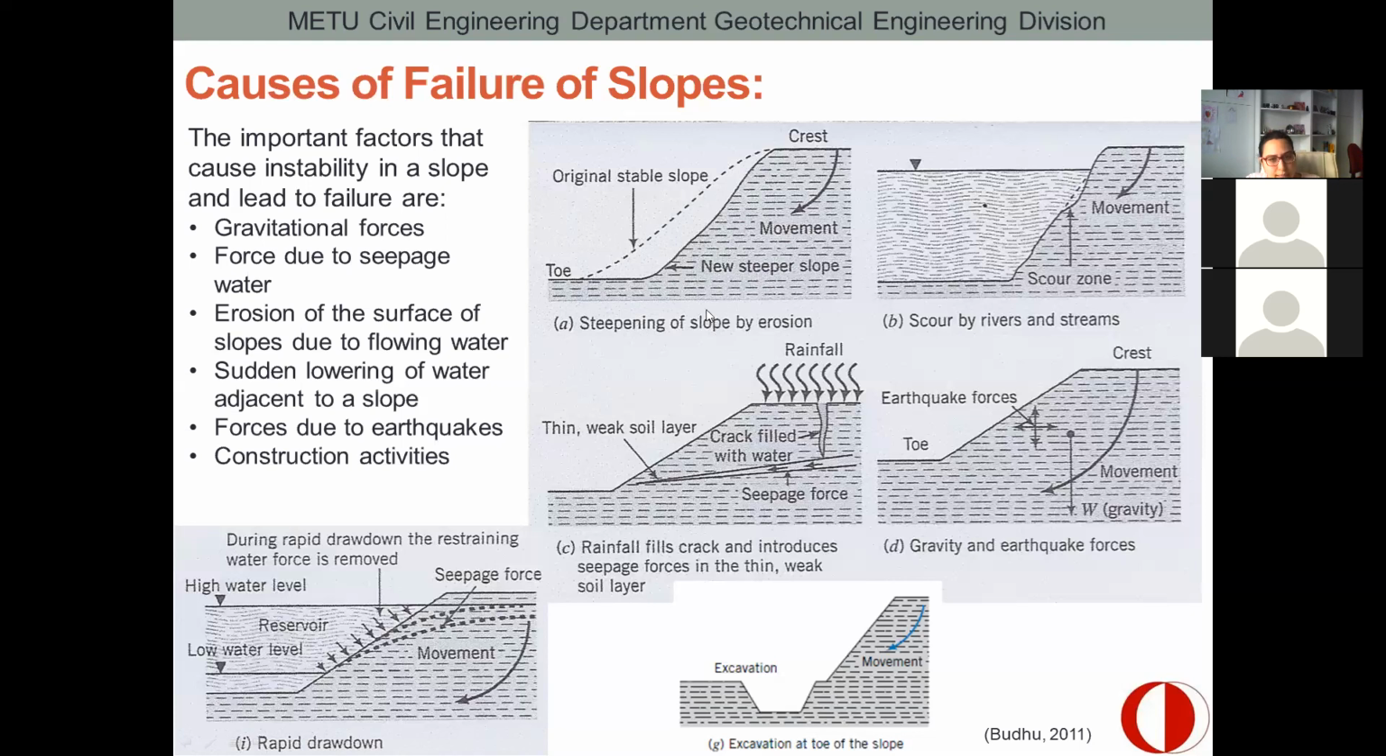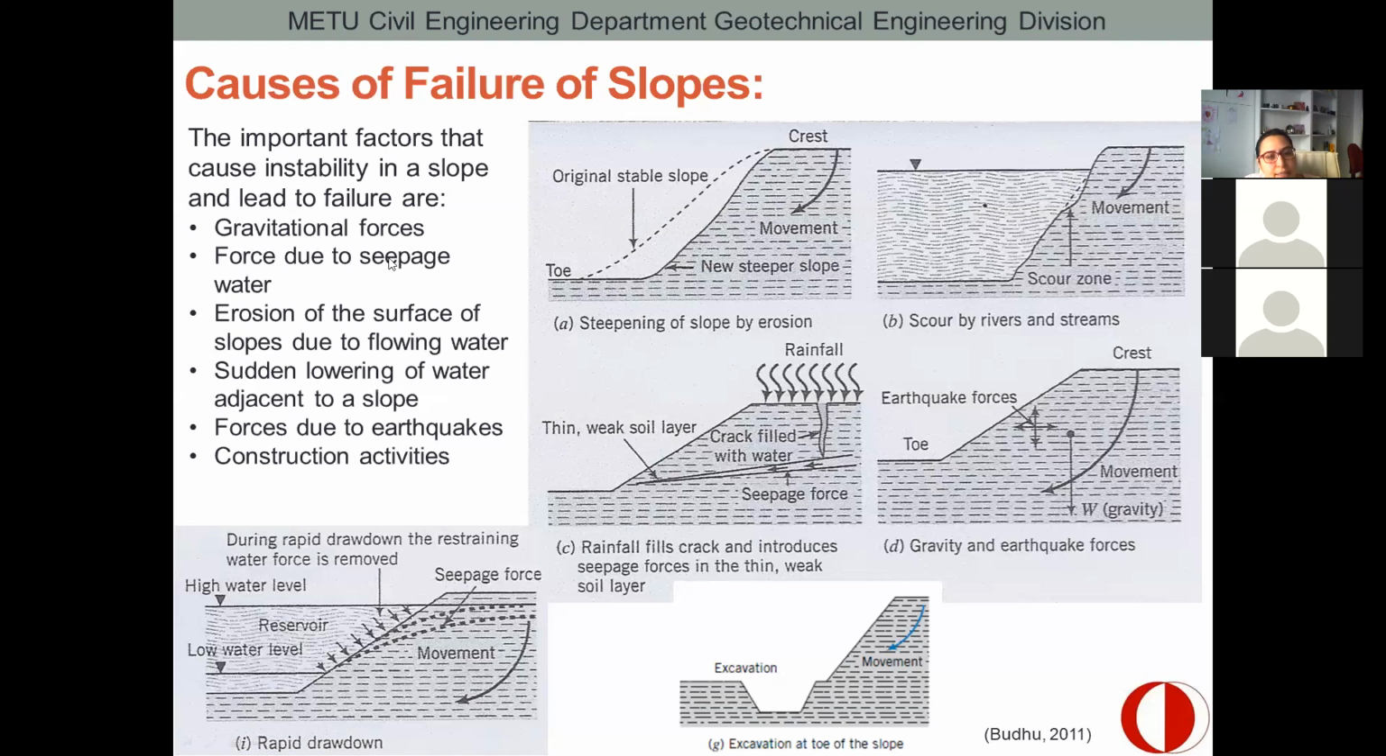So it's a good idea not to design the slopes just at this limit, but try to get a factor of safety way bigger than 1 to make sure, even if the slope geometry changes for reasons that we don't know yet, the slope is still safe. Okay.